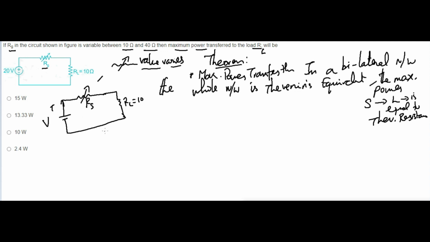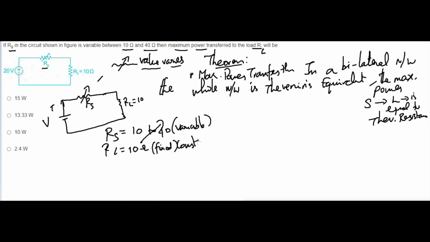Now from this diagram, what is given is RS. RG is available from 10 to 40, so we take RG for our source RS, and you show it in the form of a variable, with an arrow in between like this. Then RL is equal to 10, that is fixed, so I can name it in the form of a constant.